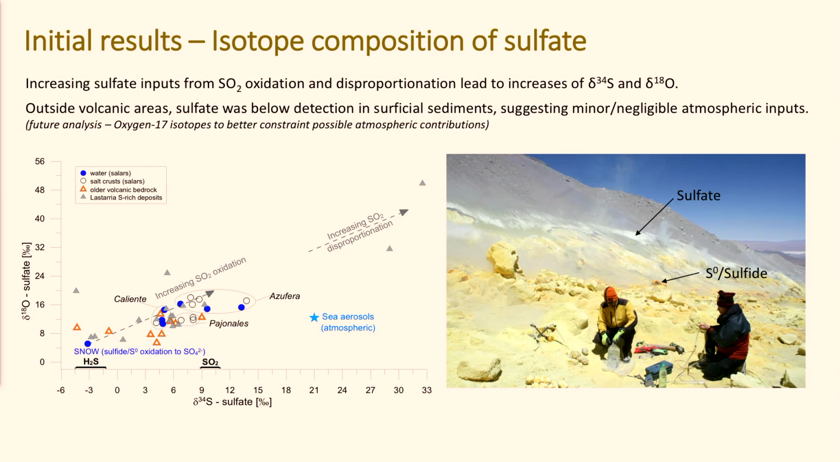And then when you take samples from those fumarolic fields and you extract secondary sulfide, it has a lower delta 34S and a lower delta 18O value, indicative of oxidation of that hydrothermal deposit.